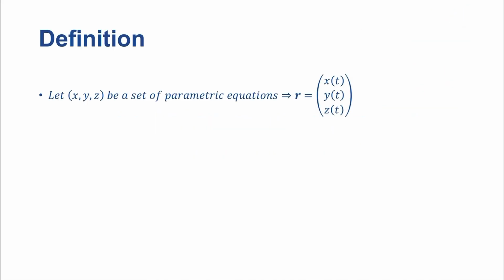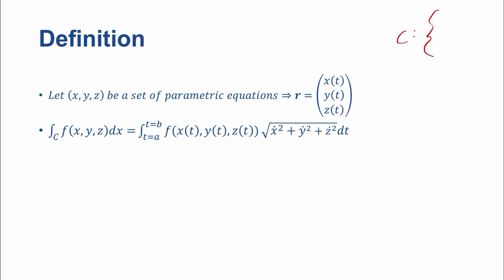So the definition: let x, y, and z be a set of parametric equations. So the point x, y, and z is defined by x equals x of t, y equals y of t, and z equals z of t. So we can write this in vector form such that our position vector r is defined by x of t, y of t, and z of t as its components. So you could write that in either your vector equation, or you could write it as a parametric set of equations governing your position, right?